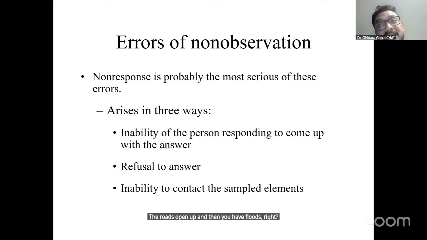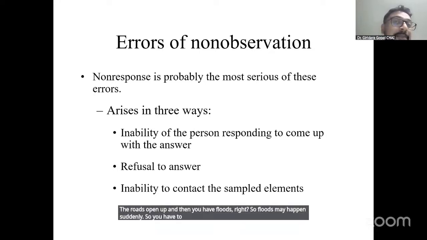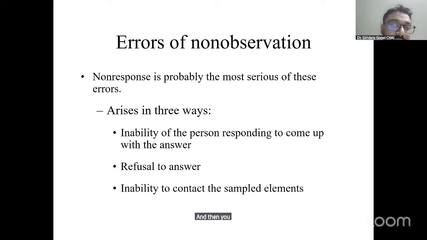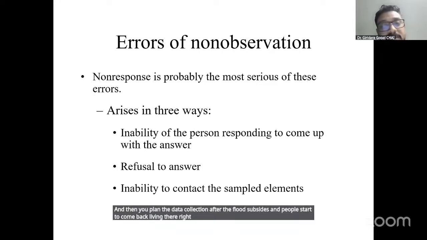So floods may happen suddenly, so you have to totally keep an area separate, and then you plan the data collection after the flood subsides and people start to come back living there, right? So these are some areas of non-observation.